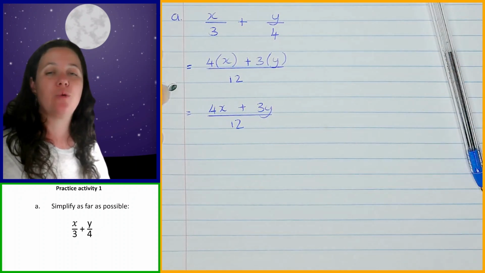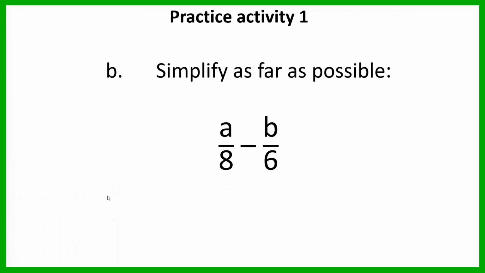Okay, right, let's go on to question B. Here we've got a over 8 minus b over 6. I'm going to give you 30 seconds for this question as well.